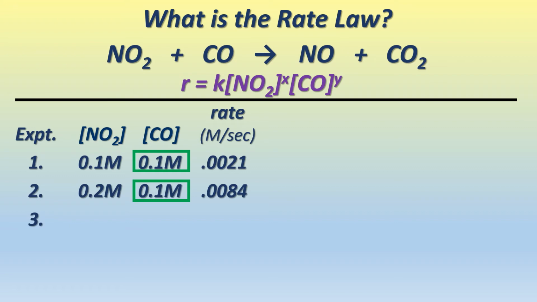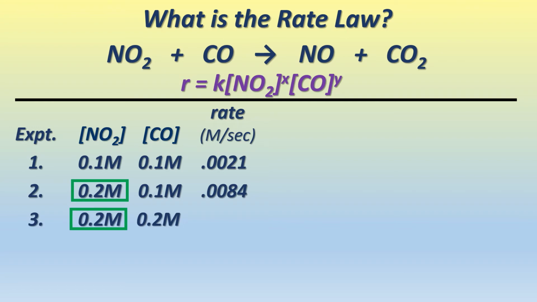Third experiment. Since I kept carbon monoxide constant first, for the third experiment, I now hold the concentration of NO2 constant and change carbon monoxide up to 0.2 molar, and I get a rate of 0.0083 moles per liter per second.